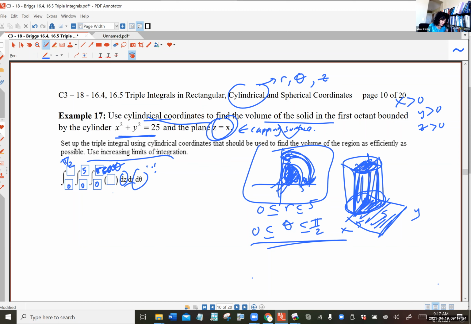Fine. Now there's an extra box here. What the heck? What do they want there in that extra box? r. r. Thank you. Be a pirate.